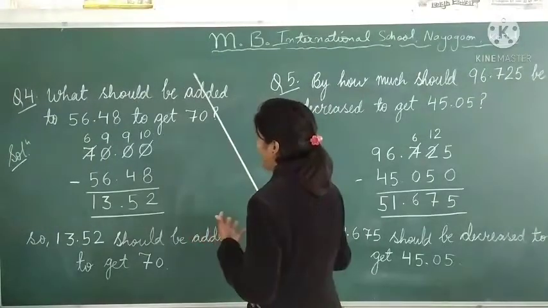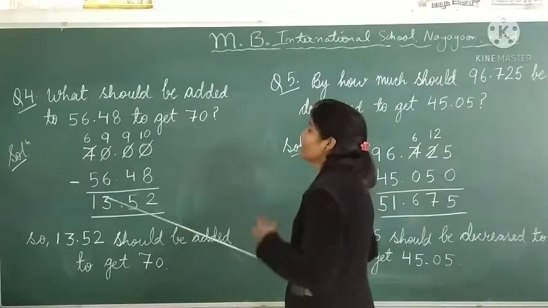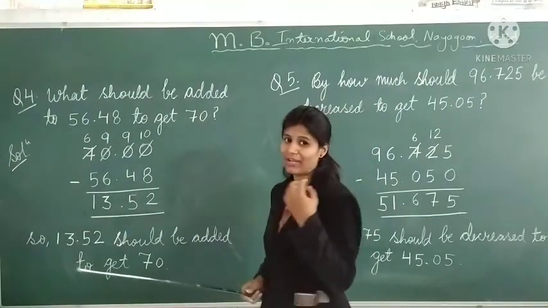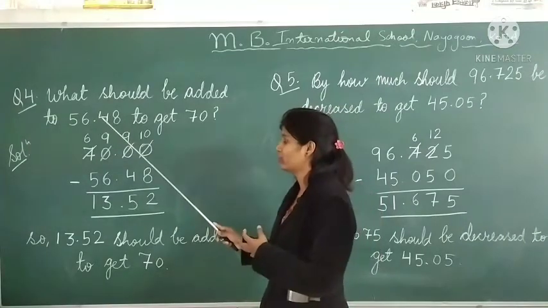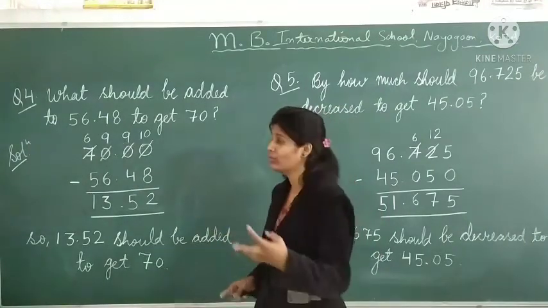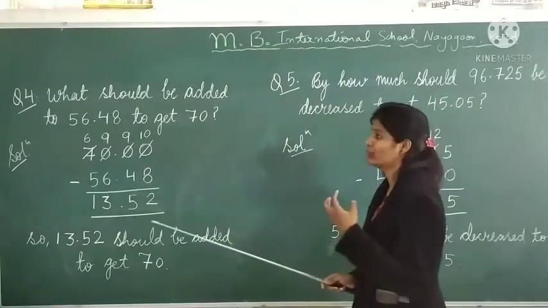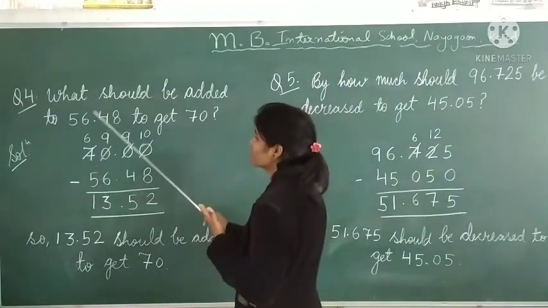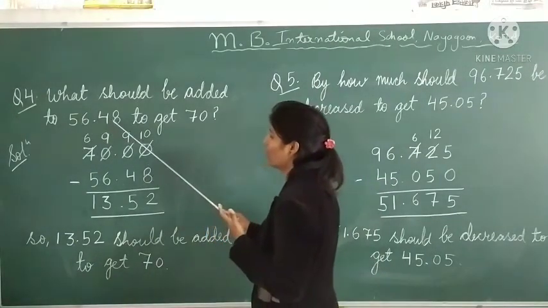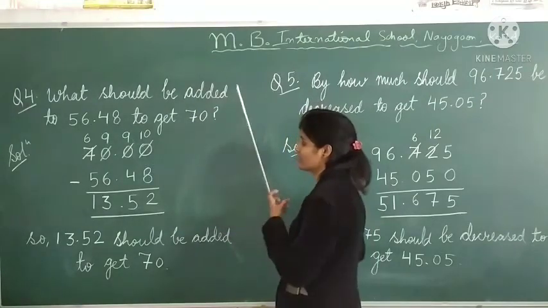Now question number 4, word problem. What should be added to 56.48 to get 70? Now 56.48 हमारे पास एक नंबर है. नाउ हम इसमें कौन सा नंबर ऐड करें? 56.48 में आप कौन सा नंबर ऐड करो कि आंसर विल बी 70. आपको 70 नंबर चाहिए तो आप 56.48 में कौन सा अनदर नंबर ऐड करेंगे? So what will you have to do? You have to subtract 56.48 from 70. क्या करेंगे आप? 56.48 को 70 से subtract करेंगे.